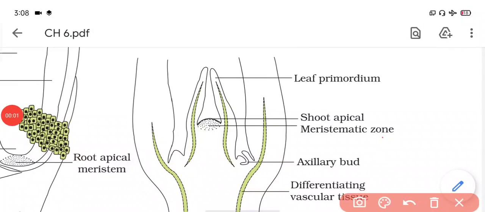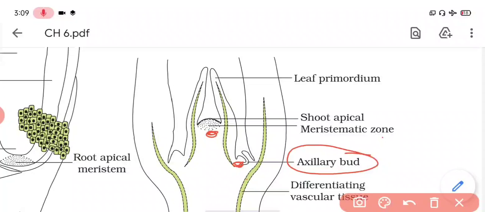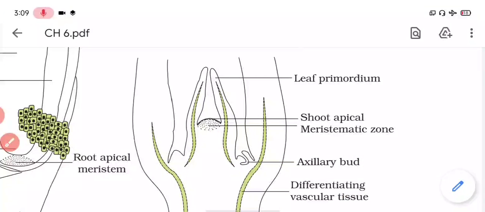Now, at the time of formation of leaf and elongation of shoot, a few of the cells present in the meristematic zone are left behind and form the axillary bud. In future, it will produce stem and flowers. So whatever new branches or new flowers are formed, it is done by the axillary bud.